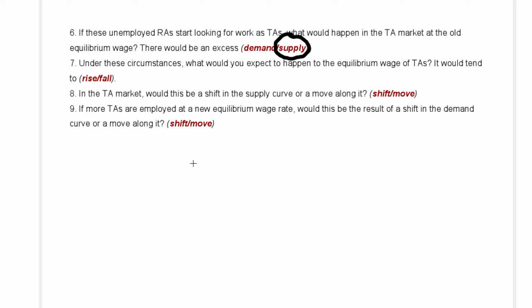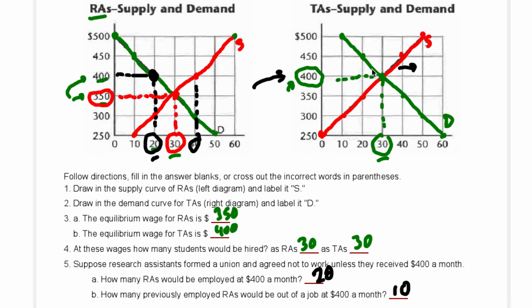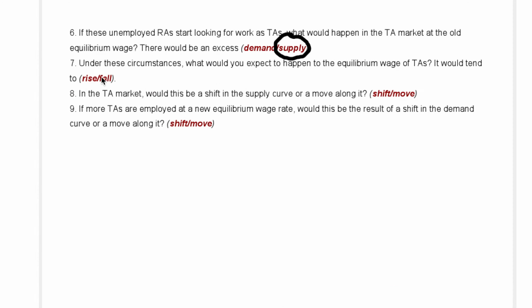If these unemployed RAs start looking for work as TAs, there'd be an excess supply. So you've got too many TAs in the market, and you can see it right here, the wage. Let's make a new supply curve over here because more TAs showed up, and that is going to lower your wage. So the wage will fall. In the TA market, this is going to shift the supply curve, not move along it.